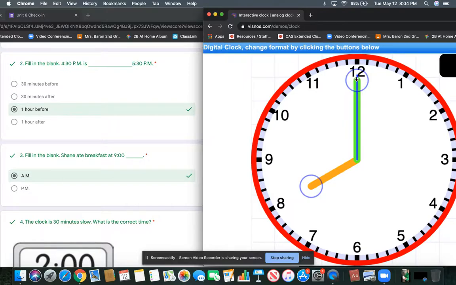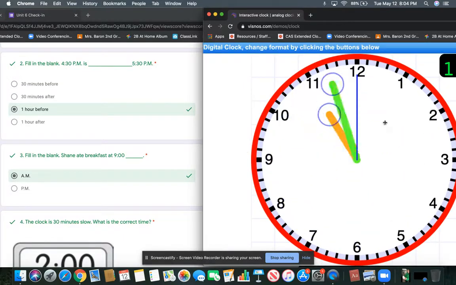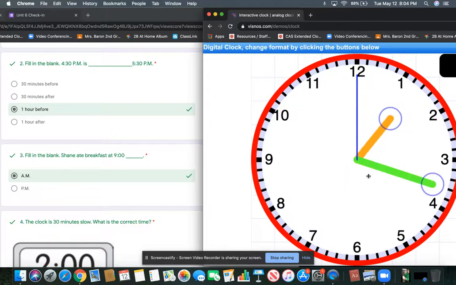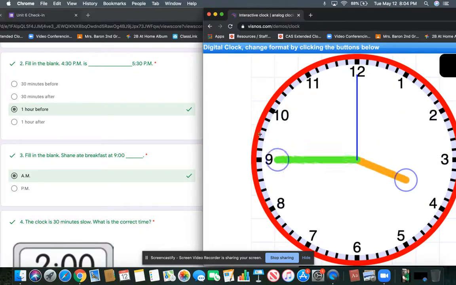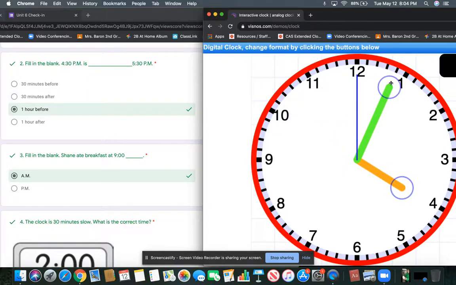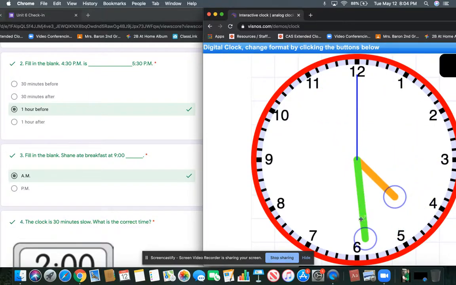So this is talking about 4:30 and 5:30. So I'm going to go fast. Okay, so 4 o'clock and 4:30. Okay, so this is a little bit of a tricky question. It's almost kind of backwards the way it's written. So it says 4:30 is blank before or after 5:30. So this is showing 4:30 right now, and I'm going to move to show it 5:30, okay?